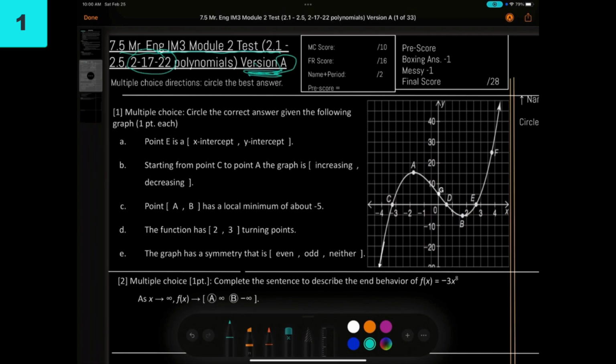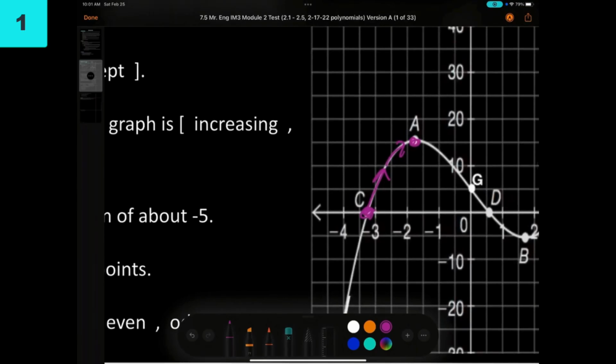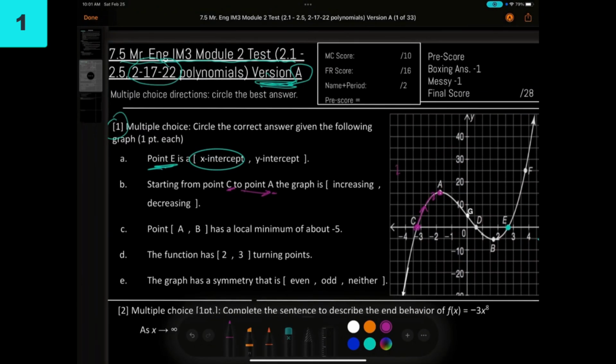Multiple choice directions, circle the best answer. Question number 1, circle the correct answer given the following graph. Point E, if I locate it on my graph, is here, and this is touching the x-axis. This is called the x-intercept. Number 2, starting from point C, so I'm going from C to A. Well, we're going up, left to right. This would be increasing.